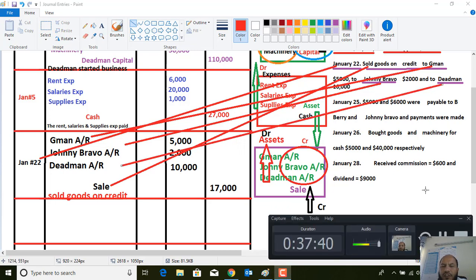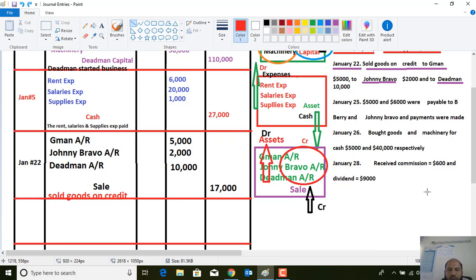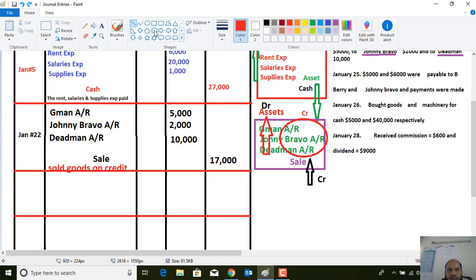So dear students, if you understand, okay dear students, now you have understood about these accounts and this transaction too. Now let's record the January 25 transaction in the general journal. If you see over here, this is January 25, and on January 25 what happened?